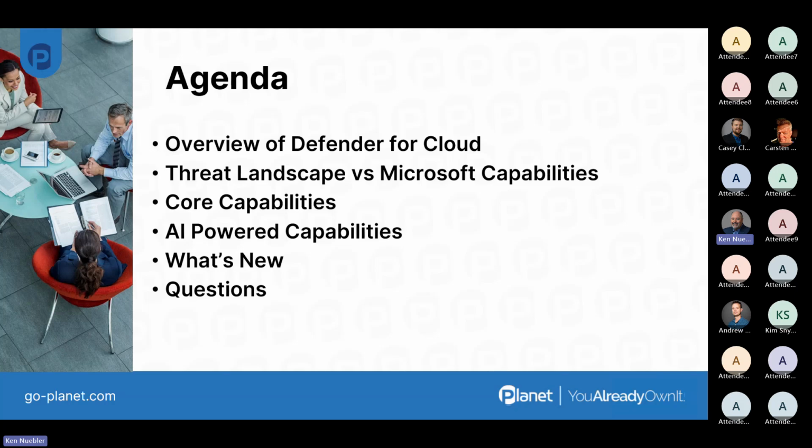So on the agenda today, first, we're going to have an overview of Defender for Cloud. Then we'll get into the threat landscape versus how Microsoft handles these threats using Defender capabilities. Then we'll get into some of the core capabilities of Defender for Cloud, like cloud security posture management, DevOps integration, cloud workload protection. And then we'll get into some AI-powered capabilities that are now in Defender for Cloud, followed by other new capabilities that came to the product in the last 6 months. And of course, we'll leave plenty of time for questions.